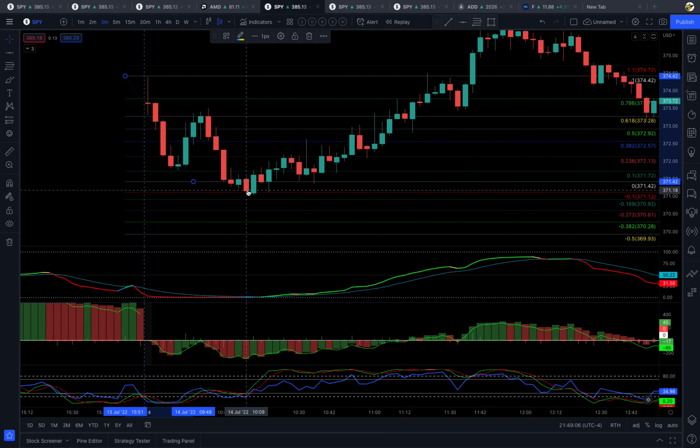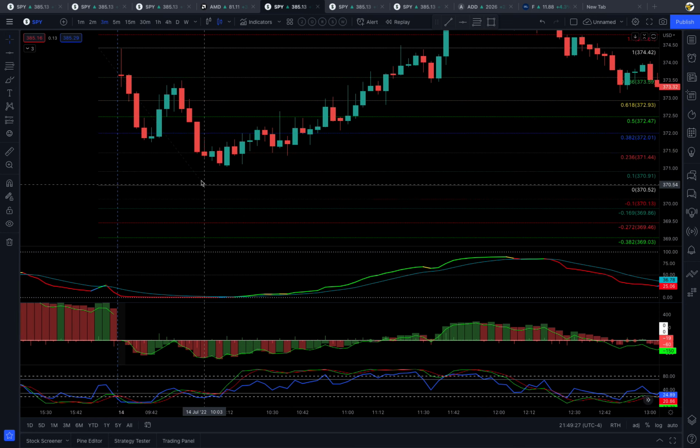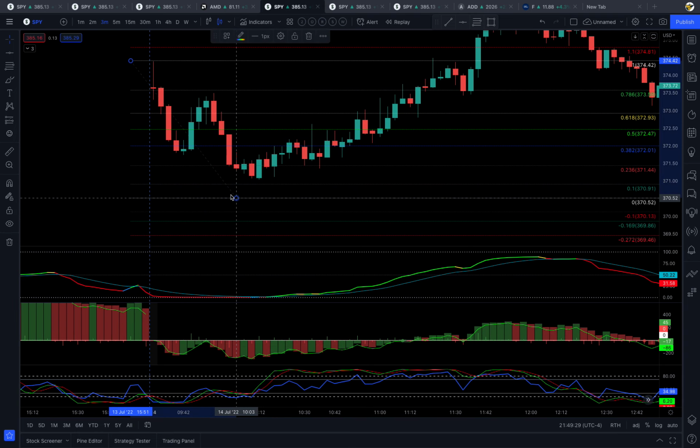But yeah, that's how I play the fibs: I'll move it when needed. And once it breaks below, like it didn't break below and hit the 272 here, it just hit that 10%, so I don't move my anchor point until it breaks down to this 272 level. And if it did, I'd move it down to wherever it was at that 272, and then just keep doing it that way.